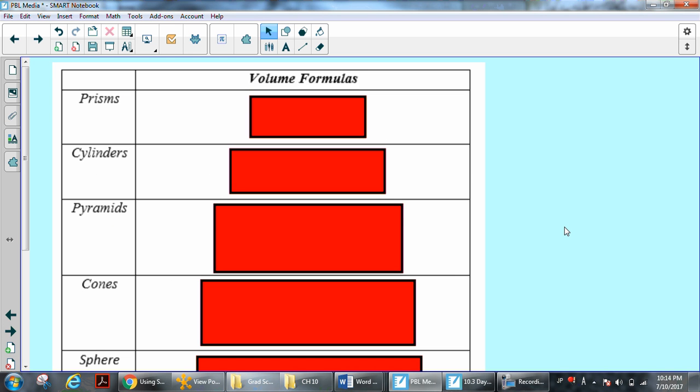On our next slide here, we have our different volume formulas. So for each of those different 3D figures, we have a different formula. So for a prism, we're going to take the area of the base and multiply it by the height of your figure.